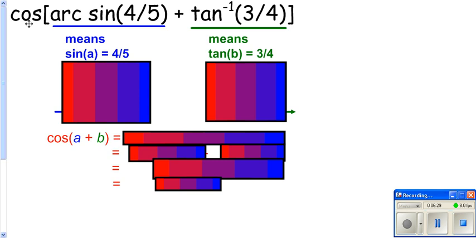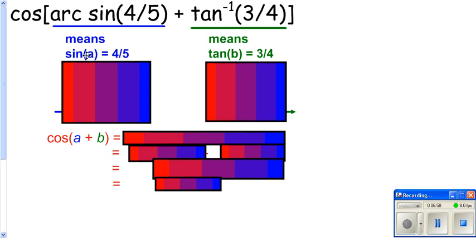Here we have cosine of an arc sine plus a tangent inverse. Remember, any arc of a trig function or any inverse trig function always just represents an angle. So this arc sine of 4/5 represents an angle. Sine of some angle, we'll call it A, is really 4 over 5. Well, we could draw ourselves a triangle.